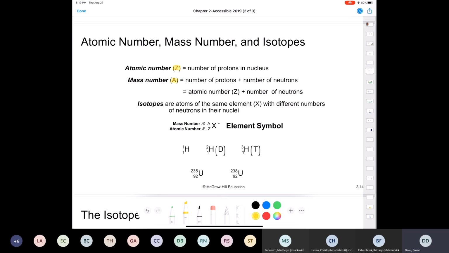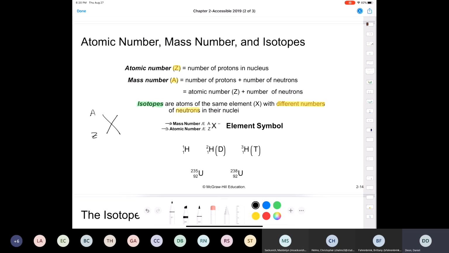Now, isotopes. I'm sure some of you have heard of isotopes before, but if you haven't, isotopes are just atoms of the same element. They all have the same number of protons, but different numbers of neutrons in their nuclei. If we change the number of neutrons, but the number of protons remains the same, it's still the same element. The way that we represent an elemental symbol is as shown here. I'm going to draw it a little bit bigger. We have X for our elemental symbol, A at the top, that's our mass number, and the letter Z at the bottom, that's our atomic number.